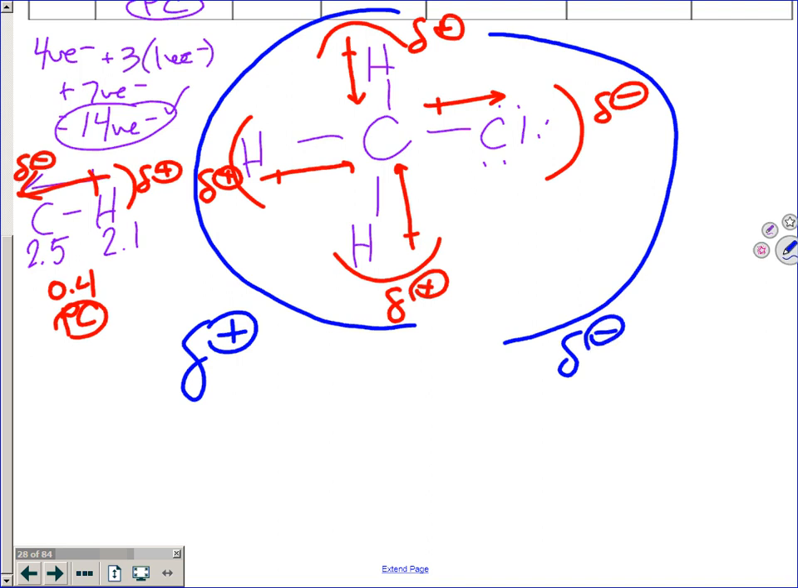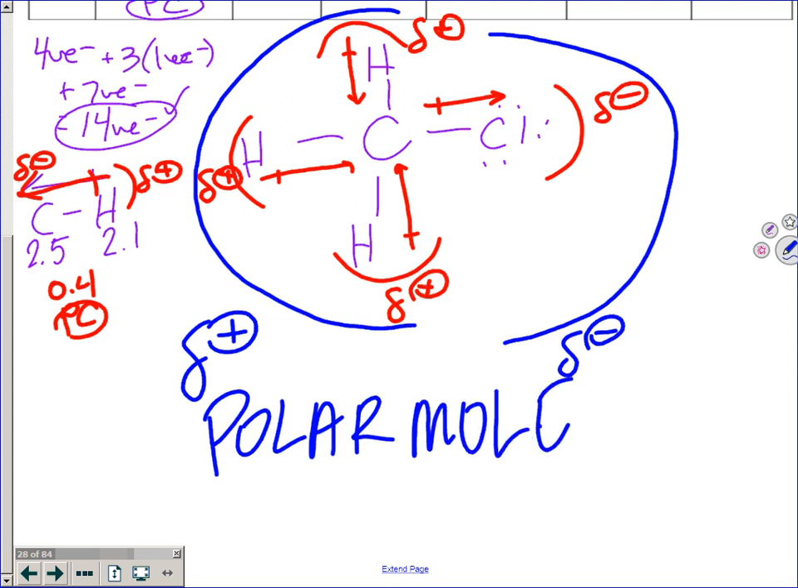Okay, go back to the very first thing we did, and I want you to tell me, is this a polar molecule or a non-polar molecule? Talk to the person. Okay, we'll go ahead. Polar because it has unequal. Okay, I heard both things. It's a polar molecule because it has, what two words are you saying? Opposite charges and unequal distribution of charge.